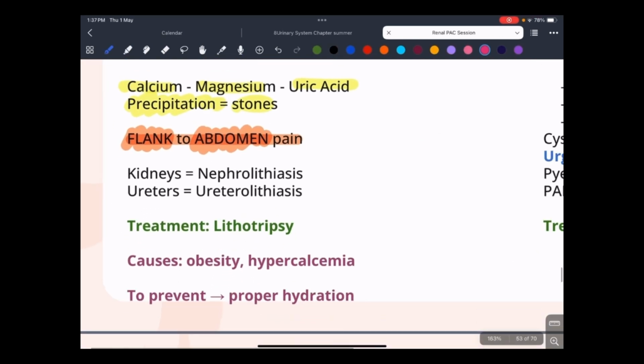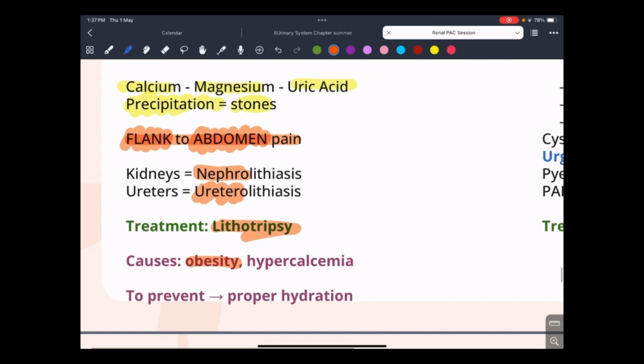If the stone is in the kidneys, it's called nephrolithiasis. And if it's in the ureters, it's called ureterolithiasis. And the treatment is lithotripsy, which is basically breaking up the stones. Causes could be obesity, hypercalcemia, and to prevent it, of course, have proper hydration. Because if there's proper hydration and proper flushing of the system, then they will not precipitate, okay?